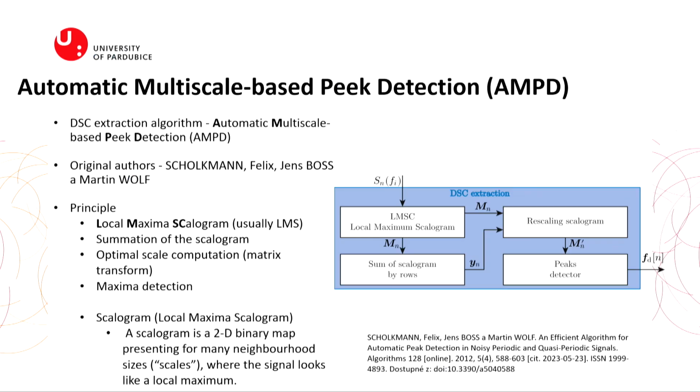The original authors of this algorithm are Mr. Scholkmann, Felix, Jens Boss, and Martin Wolf. As I already said, there is a link to the original paper with this algorithm. The paper is "An efficient algorithm for automatic peak detection in noisy periodic and quasi-periodic signals." So you can read the original paper.